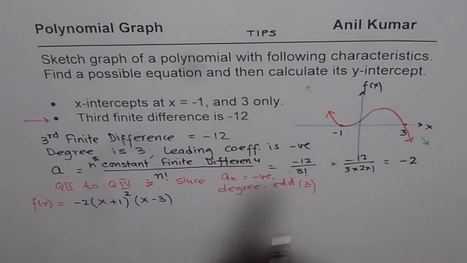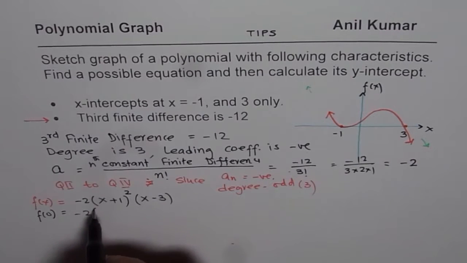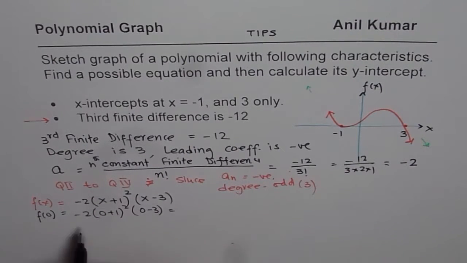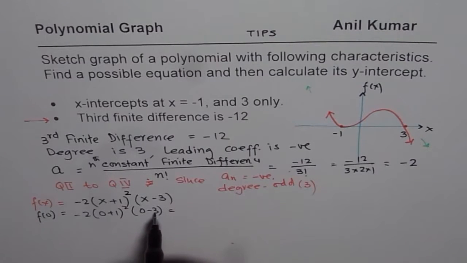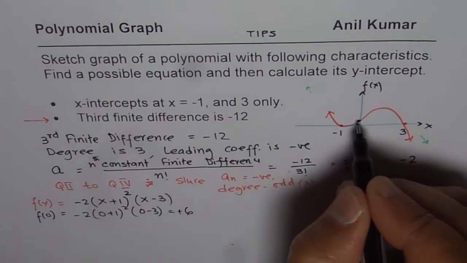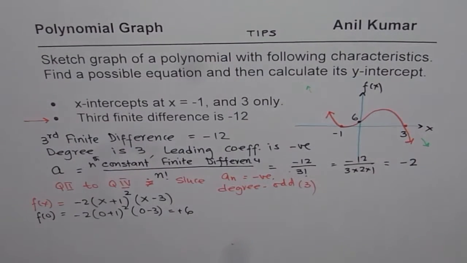Now, what is the y-intercept here? That is f of 0, right? f of 0 will be -2 times (0 plus 1) whole squared times (0 minus 3). And when you multiply, 1 squared is 1, and -3 times -2 is plus 6, right? So you get plus 6. This point for us is 6, correct? So that is how you can find the equation and the y-intercept for this particular graph.